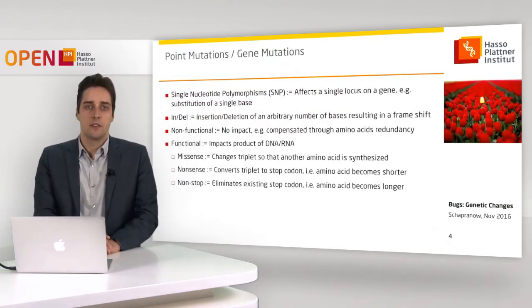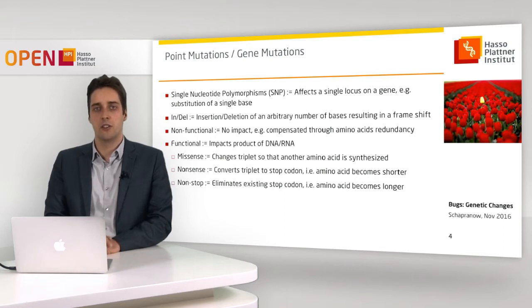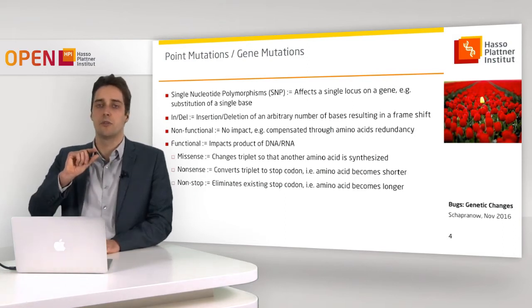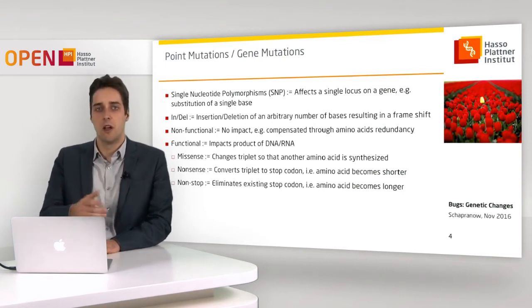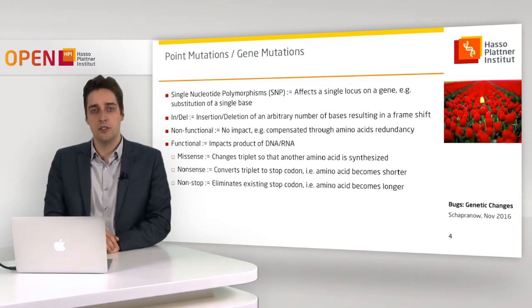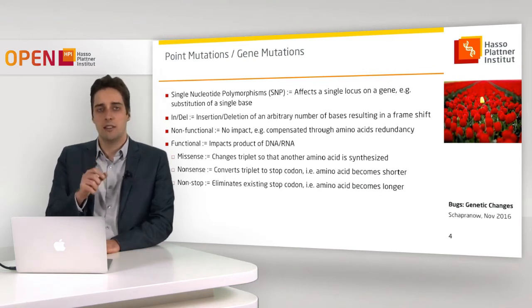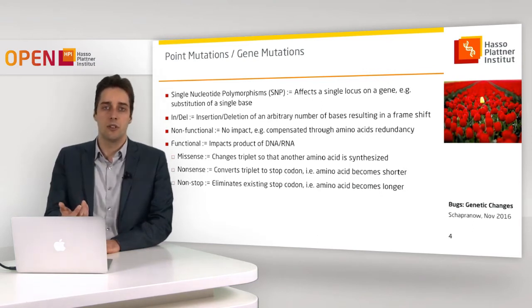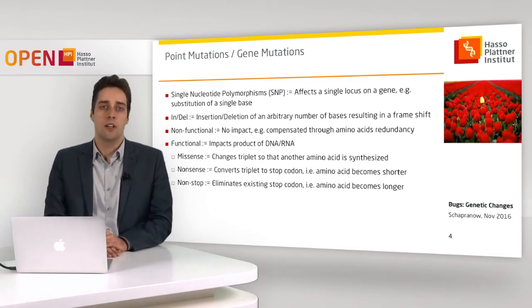First of all, we have these gene mutations. Typically, they are single nucleotide polymorphisms, so-called SNPs. They affect really a single locus, and this is changing. For instance, A is replaced by a T or a C or whatever on the genetic level. Then you have so-called indels, insertions or deletions. That means an arbitrary number of nucleobases is changed. Either they are removed or inserted in addition. That means the DNA gets longer or shorter at that point in time.